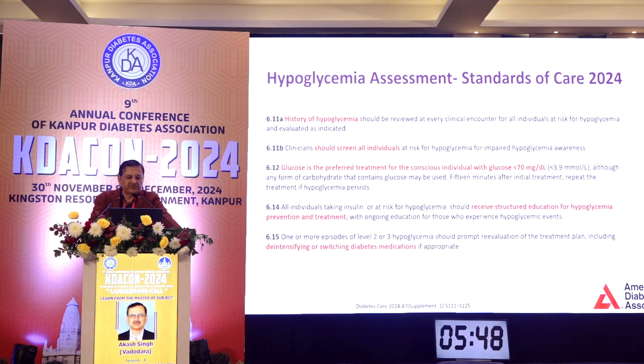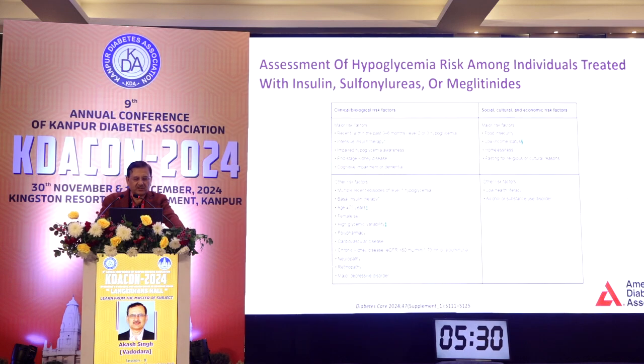Glucose is the preferred treatment for conscious individuals with glucose less than 70. They should receive structured education for hypoglycemia prevention and further treatment. And we should de-intensify complex regimens, simplify the present regimens, and change the medications if such a thing occurs.